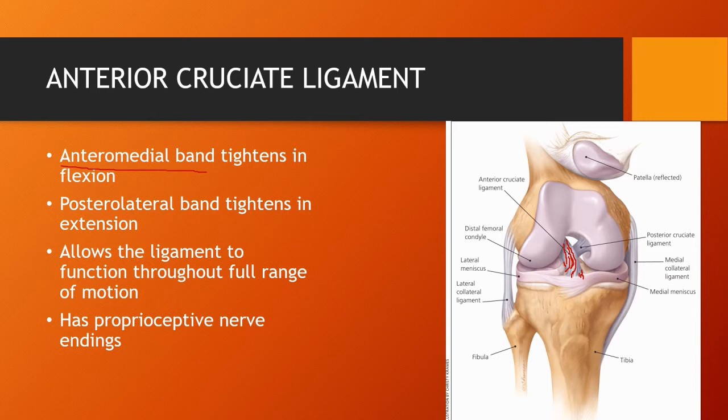And this is a dynamic ligament where the anteromedial band tightens when the knee approaches full flexion, and the posterolateral band tightens as the knee approaches full extension. So the anteromedial band would resist hyperflexion forces, the posterolateral band would resist hyperextension forces, and this allows the ligament to function and be active and provide passive restraint throughout the full range of knee joint flexion and extension.